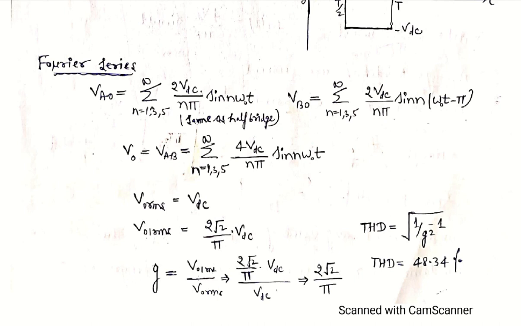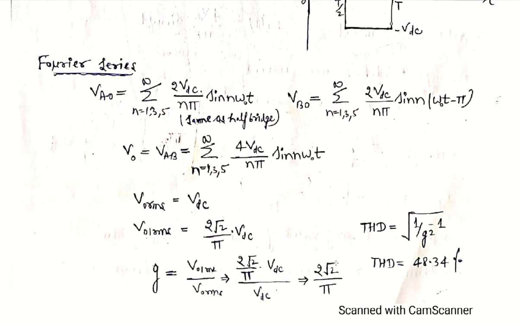Z equals fundamental RMS upon overall RMS. So Z is the distortion factor, which shows the nature of this output voltage towards the sinusoidal one. So the distortion factor denotes how close the waveform is to a sine wave. So fundamental RMS upon overall RMS. The fundamental RMS we calculated as 2 root 2 divided by pi into VDC, and the overall RMS is VDC. So if we divide, it is calculated to be 2 root 2 divided by pi.